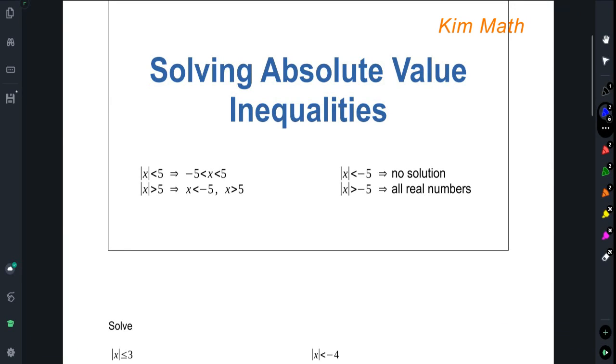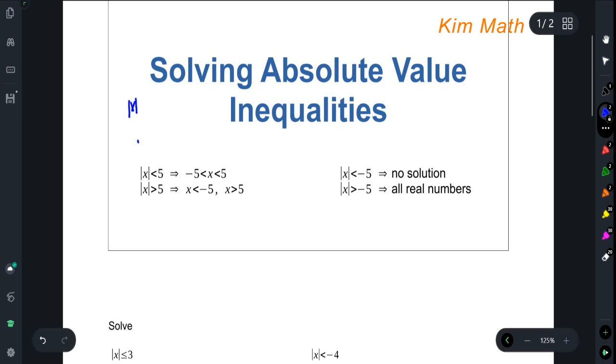Hi everyone. Today we will discuss how to solve absolute value inequality. First, please understand that the absolute value of x can be defined as the distance from the origin, right?